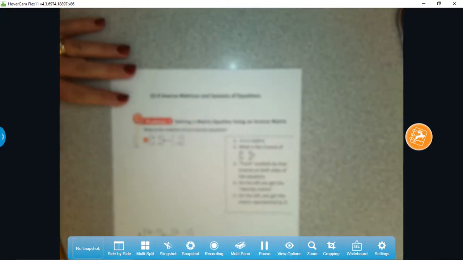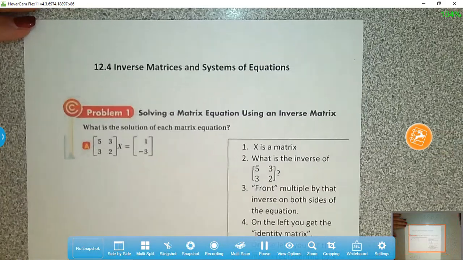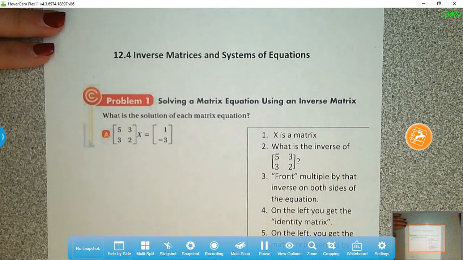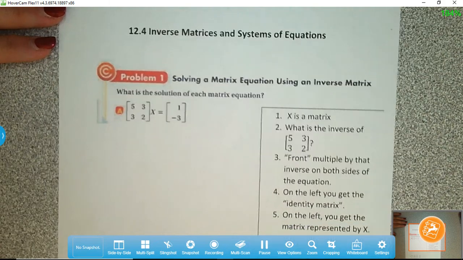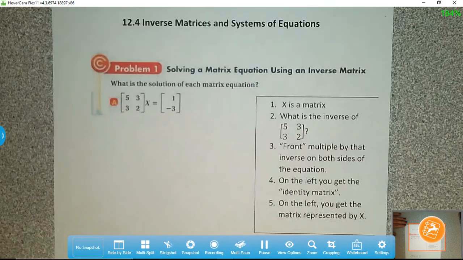All right, today's lesson is about inverse matrices and systems of equations. What we're going to learn with this very first example is how to solve a matrix equation using an inverse. Then, after we know how to do that, I will show you how to set up a system of equations as a matrix equation and use inverses to solve that.